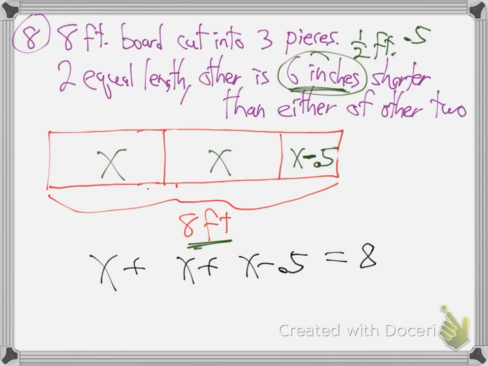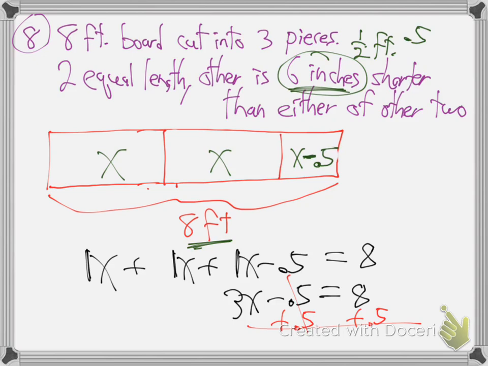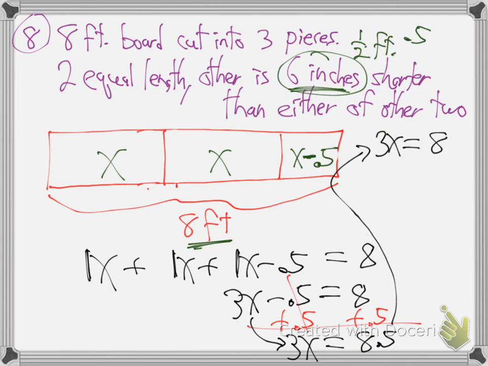All right, let's solve that thing. 3x minus 0.5 is 8. How do we get x alone? Add that 0.5, this is gone. 3x is 8.5. Last step, divide by 3. I don't think that goes in nicely, does it? You're going to get an ugly answer here.